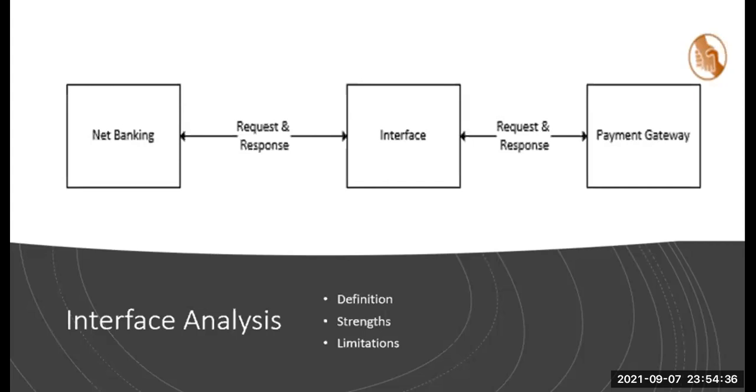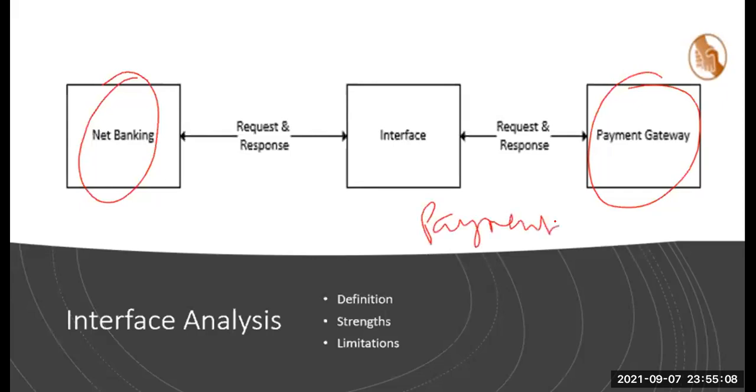For example, you are the business analyst, and you have to perform interface analysis between your net banking application and your payment gateway. So now you have to create an interface analysis document, or perform the interface analysis. What will you do here? First, what is the name of this interface? The name of this interface is payment gateway interface. Then, is it a two-way or one-way communication?